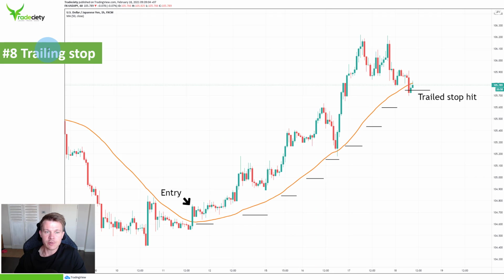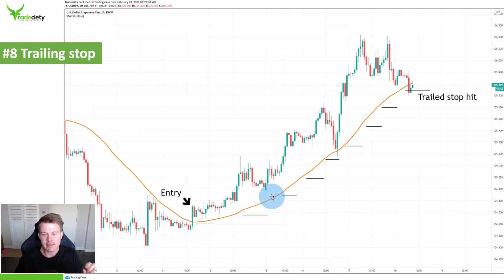And number 8 is a trailing stop loss approach. This can also be used alongside other approaches, especially when you're going for a higher reward to risk ratio. This makes sense to establish. Generally what you do here is that you add a moving average. In this case, I have used the 50, but you can also use a 20, a 30, whatever. And then you would just trail your stop loss behind the moving average.